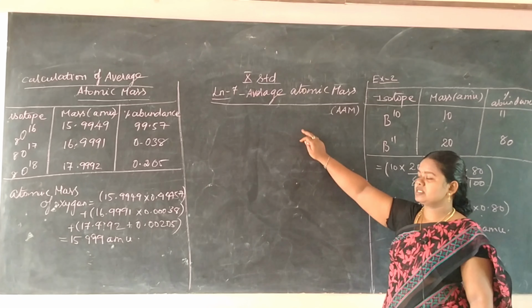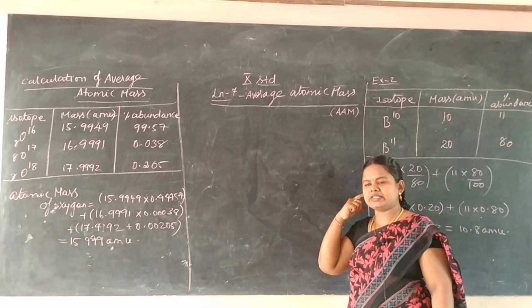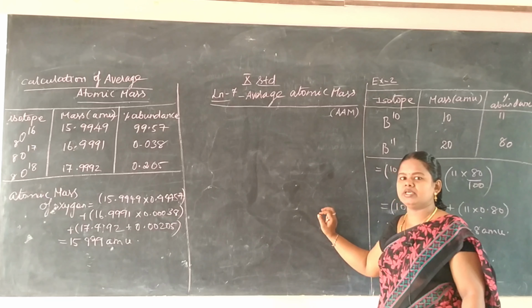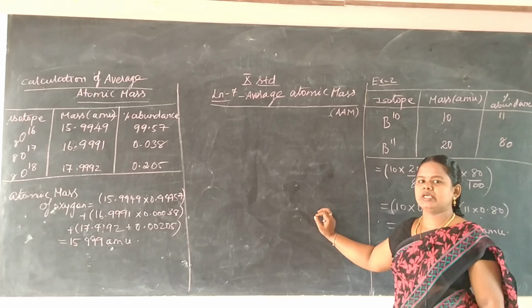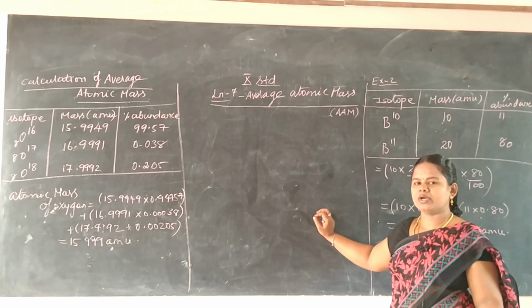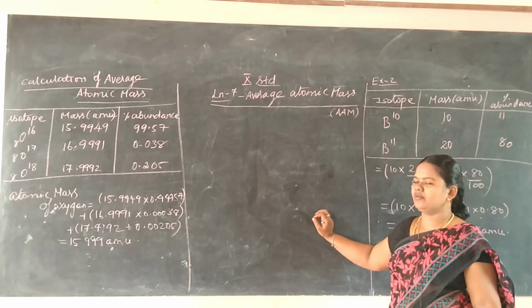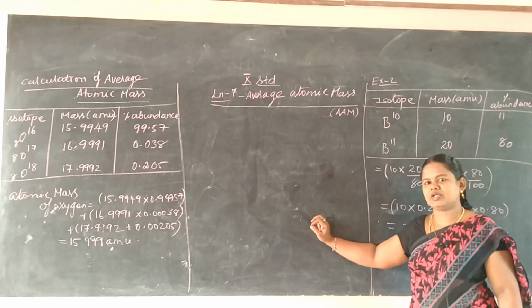In lesson 7, that is atoms and molecules in 10th standard chemistry, we have learned about the postulates of modern atomic theory, the atoms and molecules, what is an atom, what is a molecule. That is all we have learned. And today we see average atomic mass.